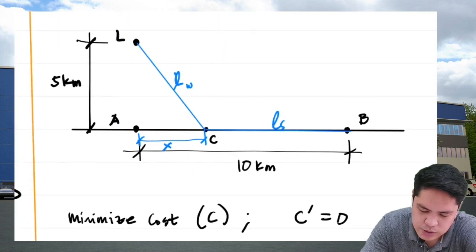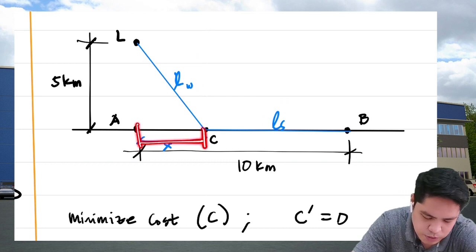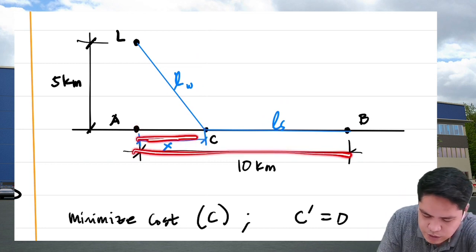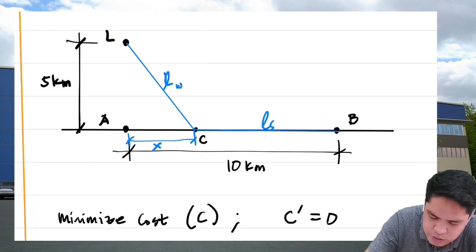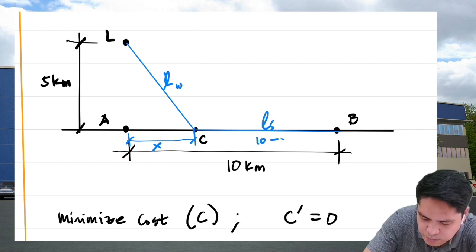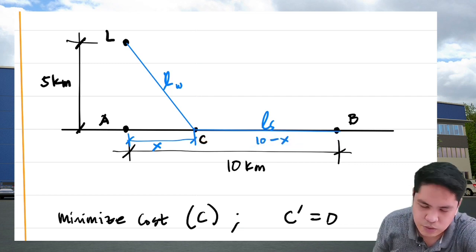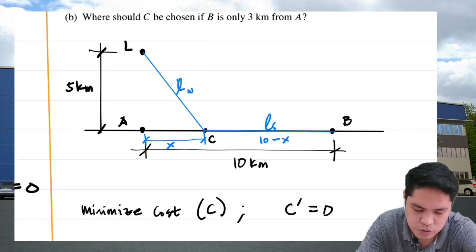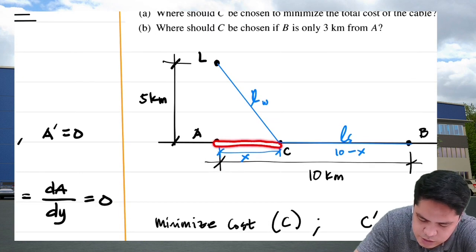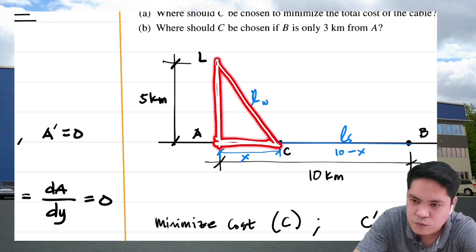So, let's now express these two lengths in terms of the variable. So, ito yung variable natin, di ba? So, of course, if this is X and this is 10 kilometers, that means ito siya. Ang L sub S is just 10 minus X. Ganun siya kadali. This distance from C to B is just 10 minus X. Okay? How about itong L along the water? So, if this is X kilometers and this is 5 kilometers, we can now solve for this through Pythagorean.